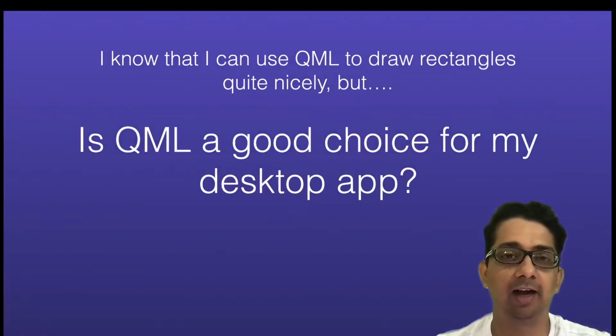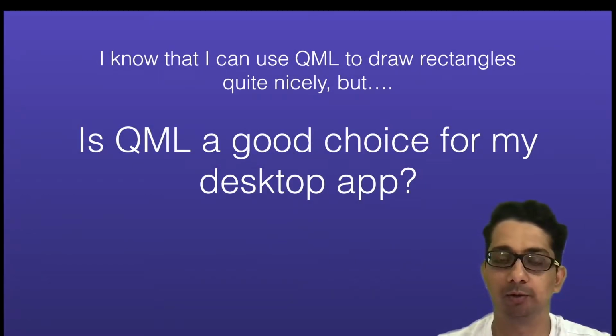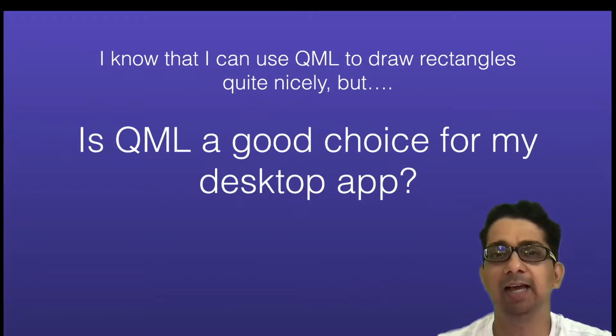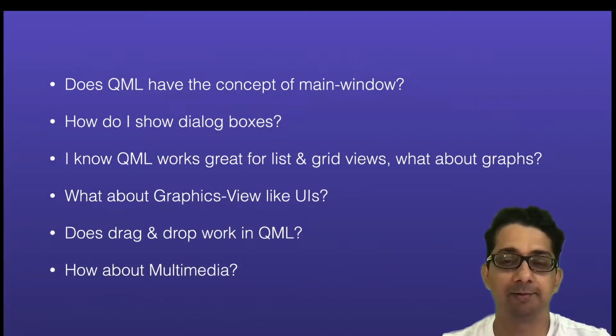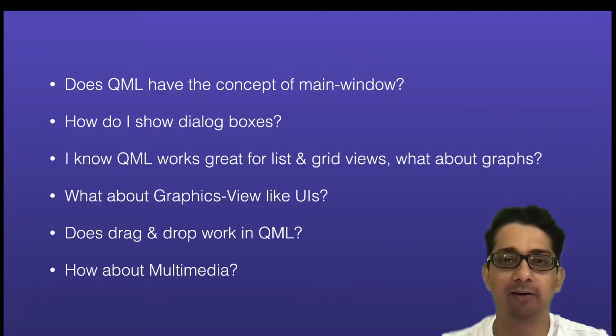Until Scrite, I had never really worked on a fully fledged desktop application using QML. So I obviously had questions and concerns, much like any developer who comes from the widgets world would. But the first question obviously was, can I show a main window in QML? Can I show menu bars and menus and toolbars and status bar and central widget? What about dialog boxes? How do I show a dialog box in QML?